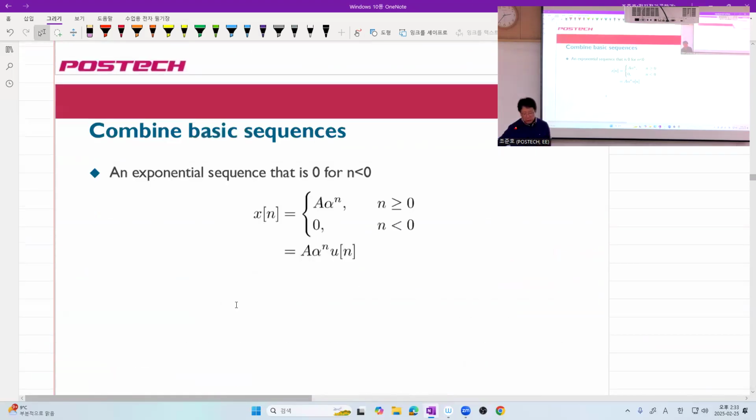Oh, by the way, I cannot skip. So you have some exponential signal, but limited to n non-negative. In that case, you may multiply the exponential signal and the unit step function to cut out the negative part. So just to try to visualize the signal and use basic knowledge.